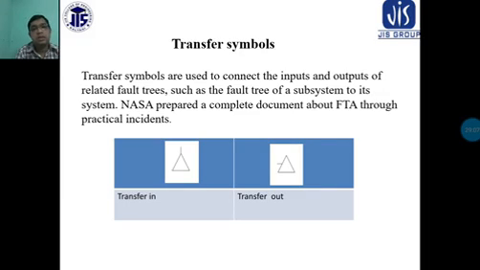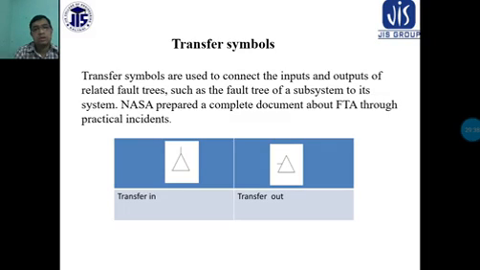Another thing to discuss is the transfer symbols. The transfer symbols are used to connect the inputs and outputs of related fault trees, such as the fault tree of the symbol to the systems. NASA prepared a complete document about fault trees through practical incidents. You can see here, one is the transfer in symbol, another is the transfer out symbol.